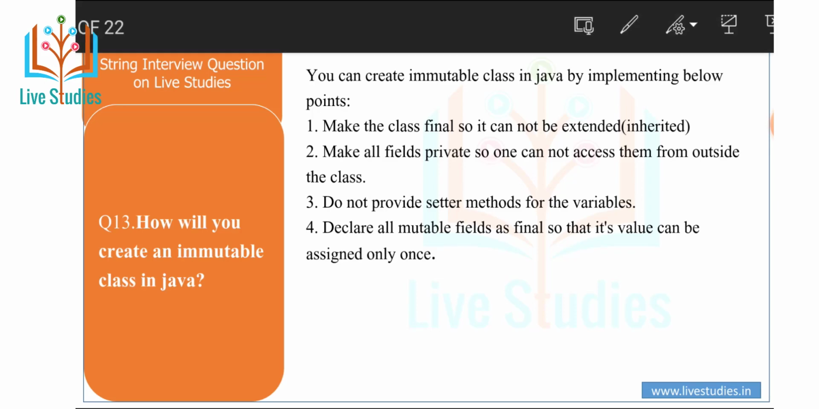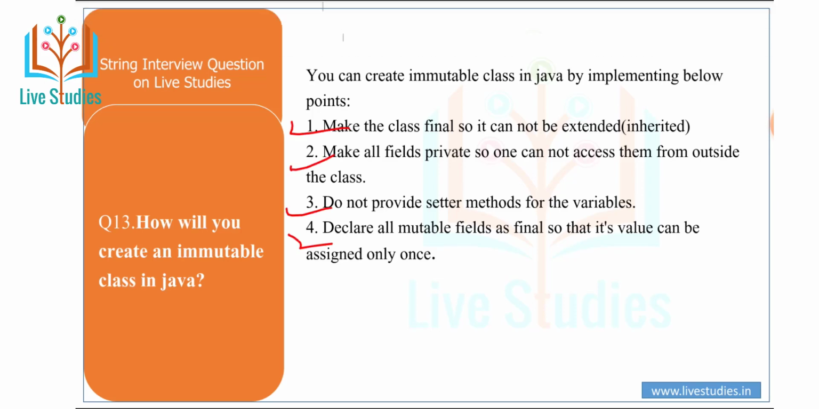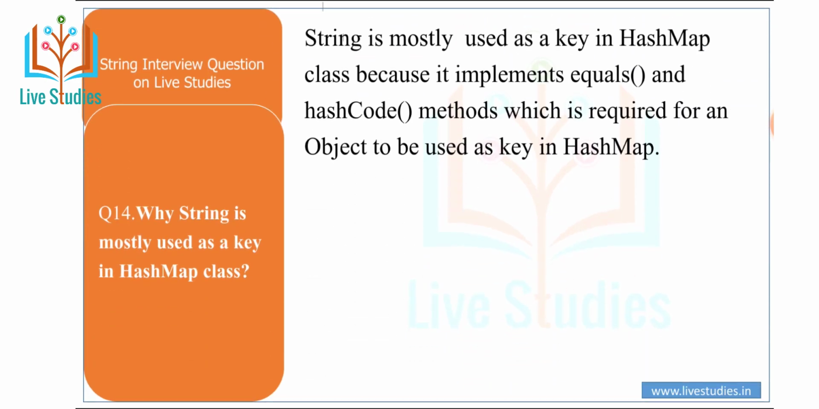There are some points, 1, 2, 3 and also 4. Another question is why String is mostly used as a key in a HashMap class. String is mostly used as a key in a HashMap class because it implemented equals method and hashCode method, which is required for an object to be used as a key in a HashMap.